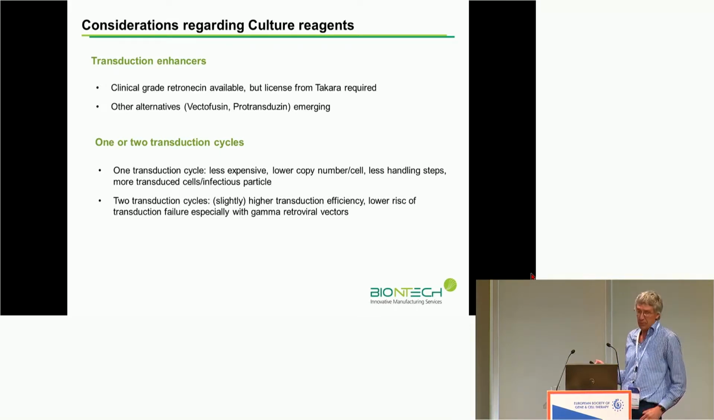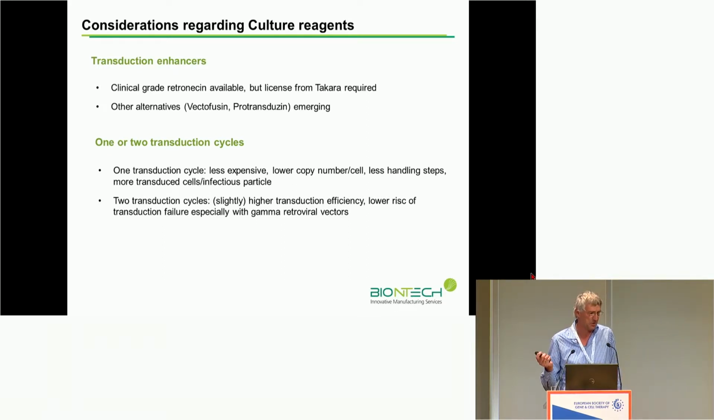So the clinical grade retronectin is available, so that's good, but it comes at a cost. In our experience, retronectin is the single most expensive reagent going into a patient. So the cost per patient is 5,000 to 10,000 just for this reagent. And then obviously the sponsor of the trial, the developer, also needs a license from Takara for this. I have no idea what they want, but I guess it's also some considerable amount.